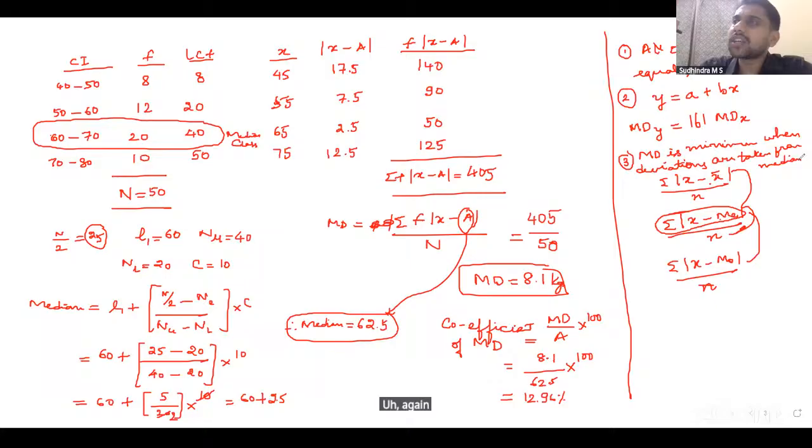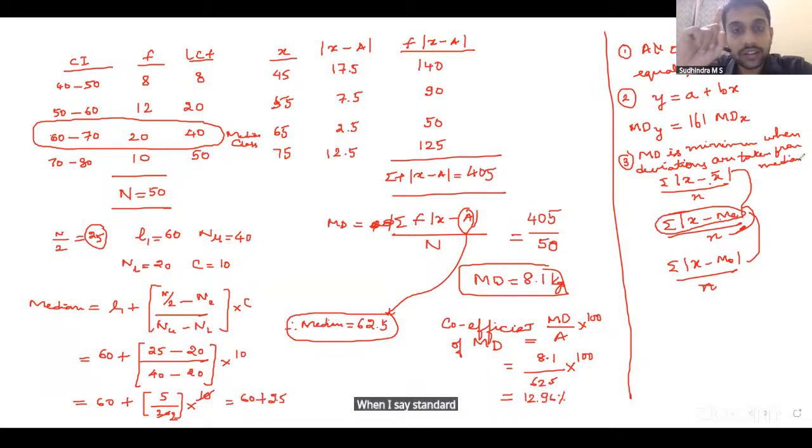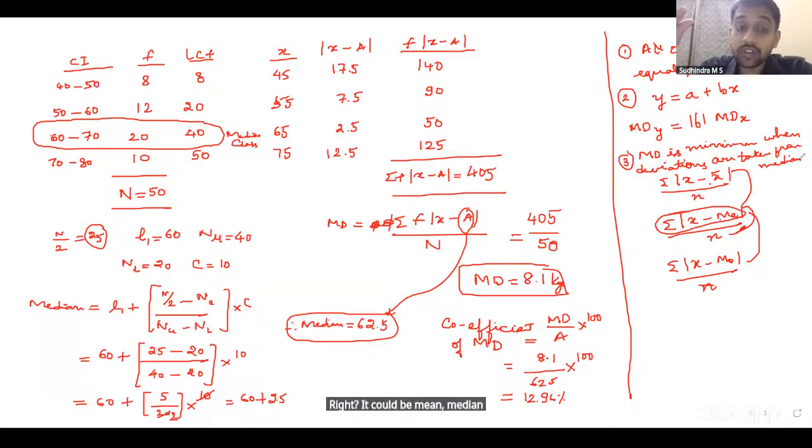Again, why is mean deviation not as popular as standard deviation? Because when I say standard deviation, there's only one standard deviation. Here, when I say mean deviation, the next question is, mean deviation about what? It could be mean, median, mode, depending on the requirement. Since we have complexities involved here, it is not so popular. Is that clear?